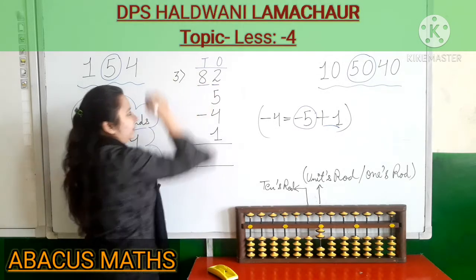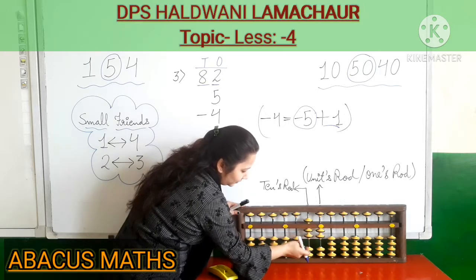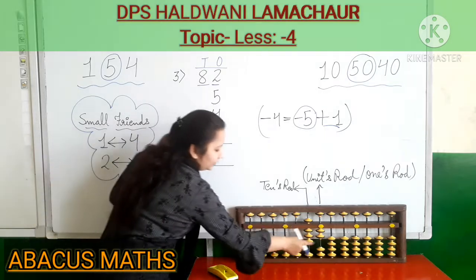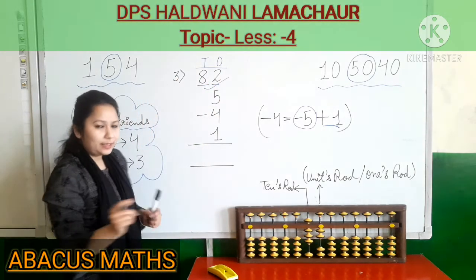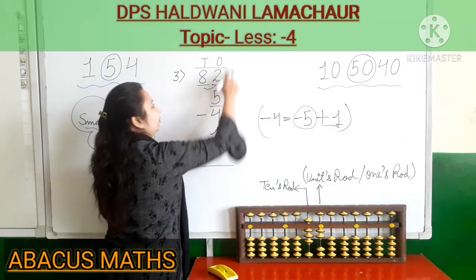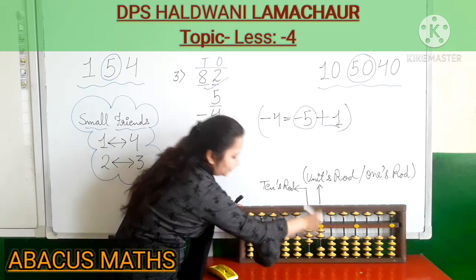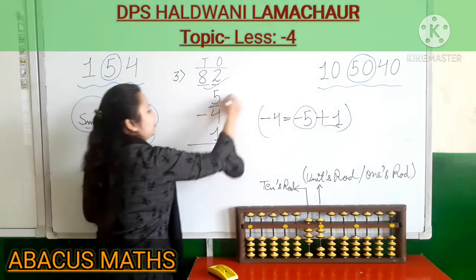Now put 8 in 10 slot. See, 5, 6, 7, 8. And I have added 8. See, 82, 82. And this is completed. Now next case, you have to add 5 in one slot. 5 means put the 5 bead down. And 5 is added. Now this is also done.